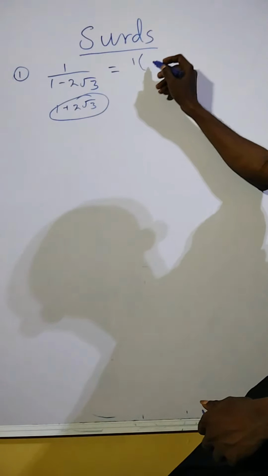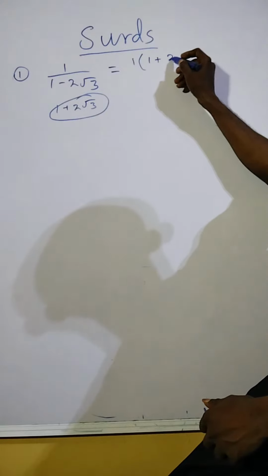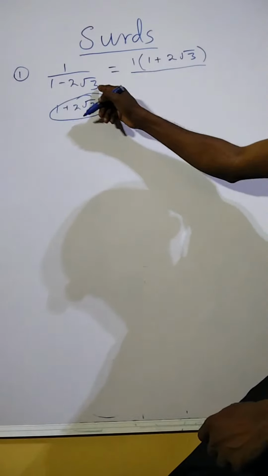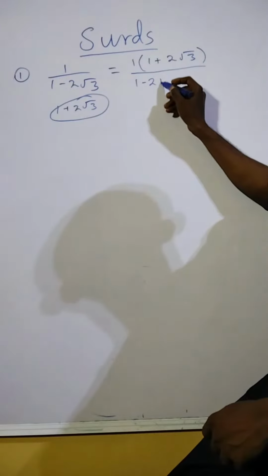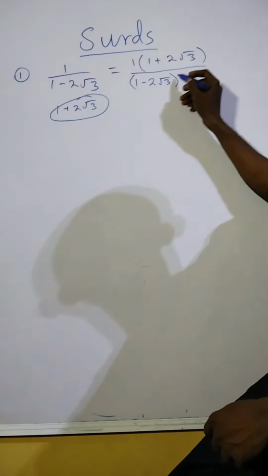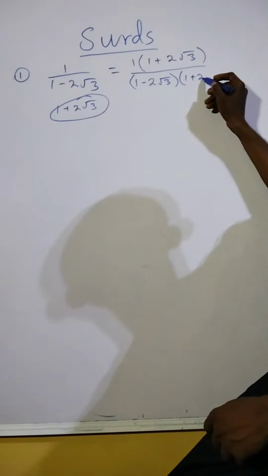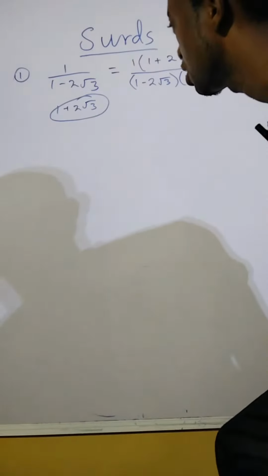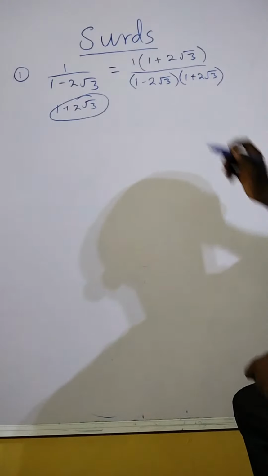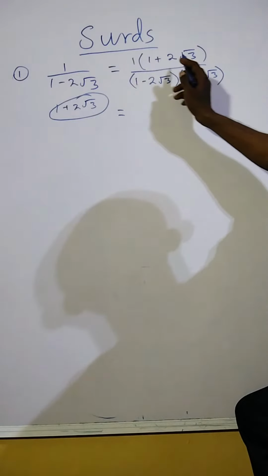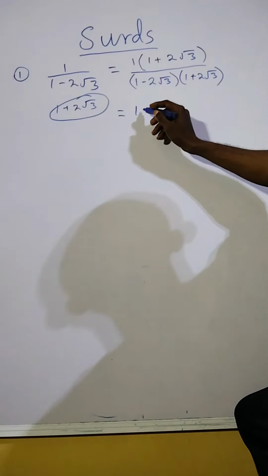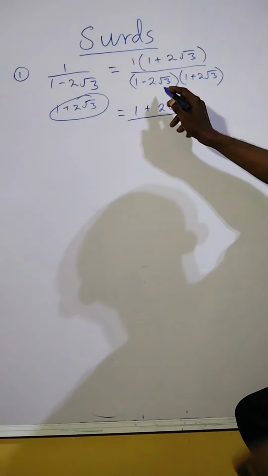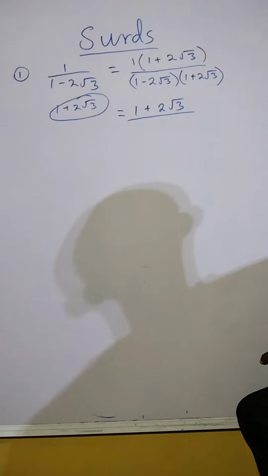And this becomes 1 times 1 plus 2 root 3, then divided by, also multiplying this by the conjugate, we have 1 minus 2 root 3 multiplied by 1 plus 2 root 3. Then from here, we can expand this bracket. When we multiply this, we still have the same thing as 1 plus 2 root 3, divided by the expansion, which follows from the difference of two squares.